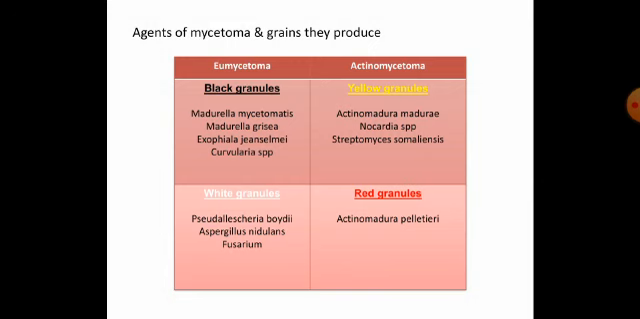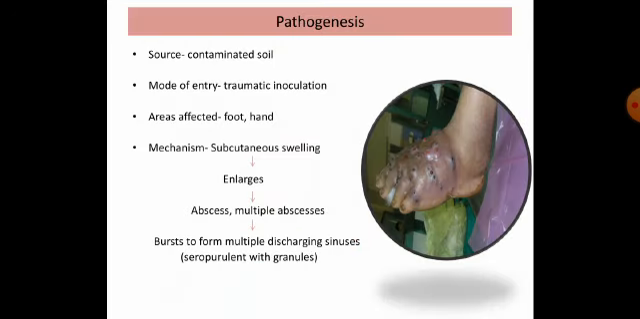Now, this is just a brushing up of what has already been done for you. Actinomycetoma produces either yellow granules or red granules. Yellow granules are produced by Actinomadura madurae, Nocardia species, and Streptomyces somaliensis, and red granules are produced by Actinomadura pelletieri. So just by knowing the color of the granules, we can identify whether it is a fungus or a bacteria, because the method of diagnosis becomes different.